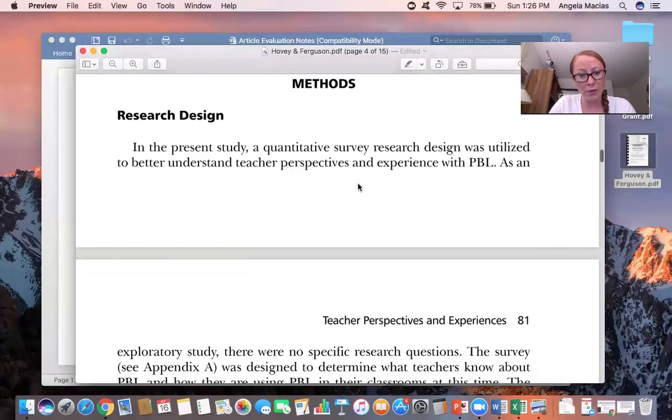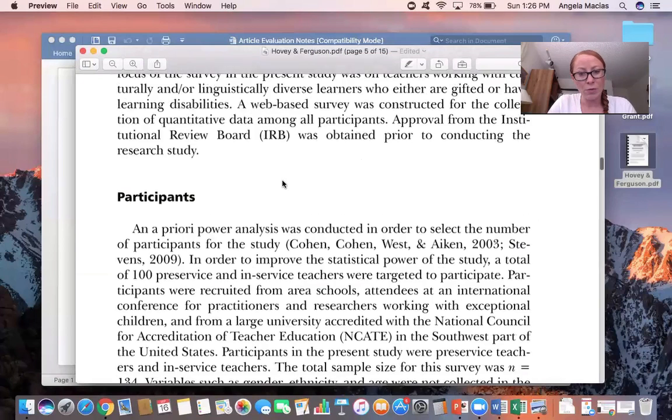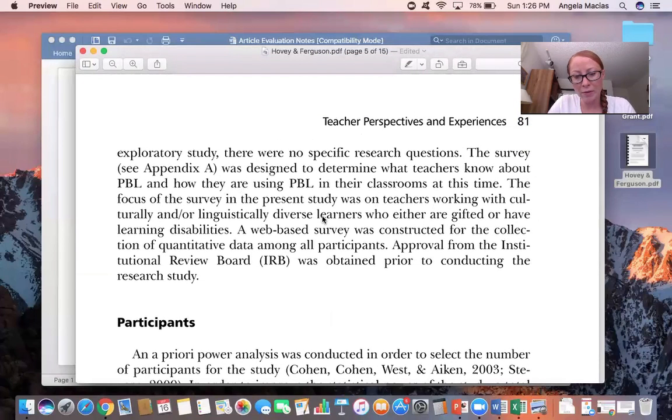It's a quantitative survey. It tells you about how they delivered the survey. You see it says web-based. So they're going to tell you a little bit about it. And this is important, not because you need to really cite this in your paper, but because you want to know that this is valid research, that they didn't just put a survey on Facebook or something.